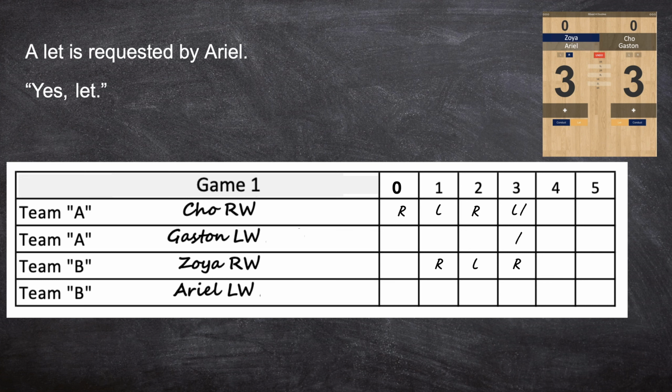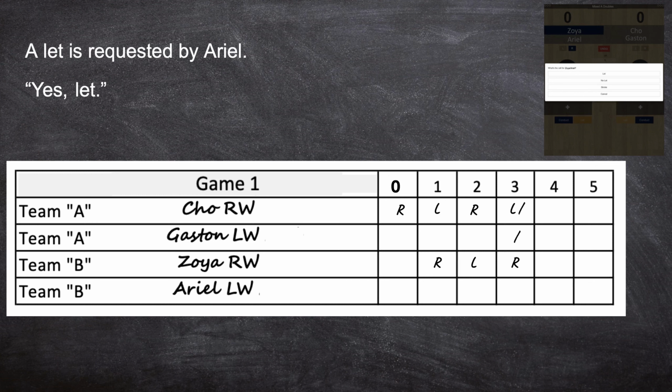A let is requested by Ariel. Yes, let. When a player requests a let, the referee has 3 options. He may grant a let, which means the point is replayed. He may deny the let, which means the point stands as played. And thirdly, he may award a point to the offended team.